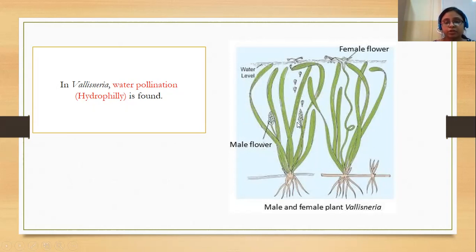So here you can see both male and female plants are distinct. The male plant will bear the male flowers on it. The female plant will bear the female flowers on it. The stalk, the stem, of the male flowers is not very big, it's very small.